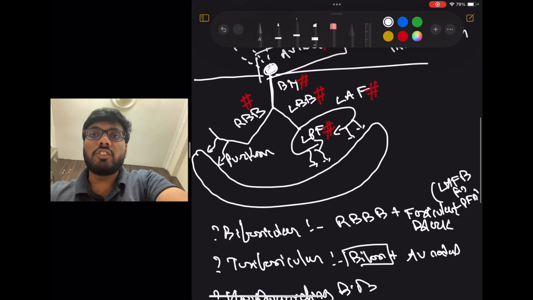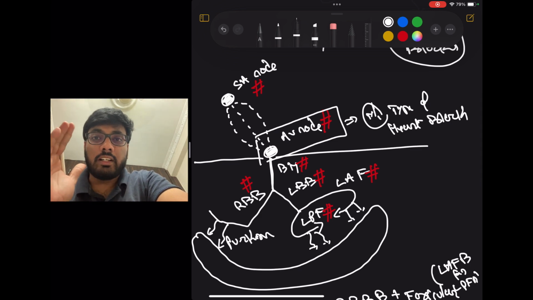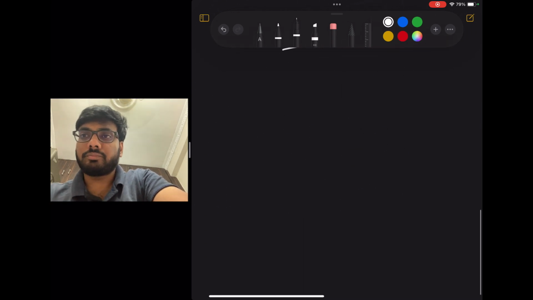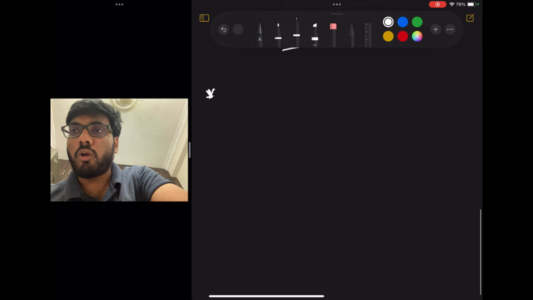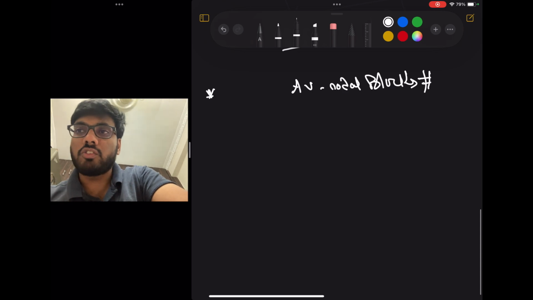Okay, which is the most common type of heart block? I already told you, AV nodal blocks are the most common type of heart blocks. So if not specified, heart block generally means AV nodal block. Okay. So what are the different types of AV nodal blocks? If we talk about AV nodal blocks, the AV nodal heart blocks, which are the most common type.